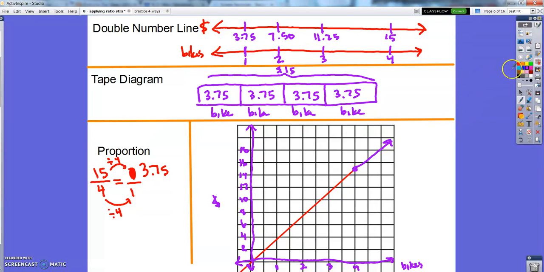I can see on here pretty easily that you can come in, 1 bike is right here. A little bit less than $4, which is my answer, a little bit less than $4. So I wouldn't be able to tell if that was $3.50 or $3.75 or $3.80 or $3.90, but if I already know my answer and I'm checking it with this strategy, I can tell that that's pretty accurate. That is unit rate problems 4 ways.